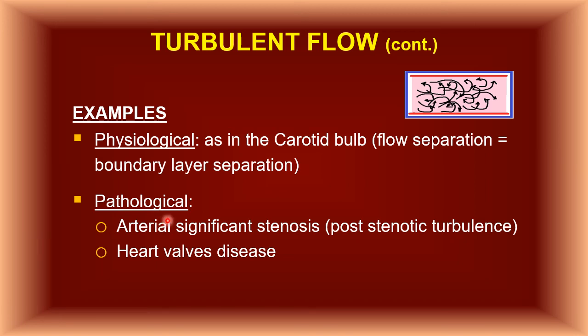So we go to the pathological. Pathological like what? Arterial stenosis, post-stenotic turbulence. Everybody is familiar with this term. Post-stenotic turbulence is pathological because there is a stenosis. Also, if there is some heart valve disease, it might end up with some turbulence or excessive turbulence within the flow of blood in the heart.